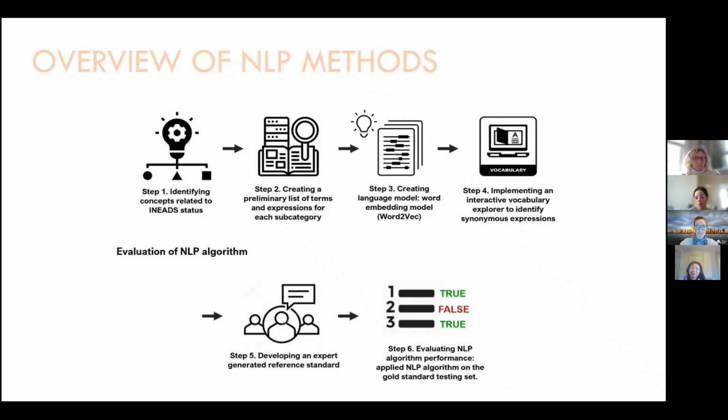But the overall idea is that first we're going to be, just with our minds, identifying some concepts and terms related to all of the concepts that we're interested in picking up. Then we're going to apply the NLP algorithm piece of this to create a language model, and then find synonymous or similar expressions in the larger data set. And then we do some evaluation of the NLP algorithm. Basically, we have human reviewers make a gold standard test set, and we evaluate the NLP versus the human review to see how well it did in picking up each of the categories.